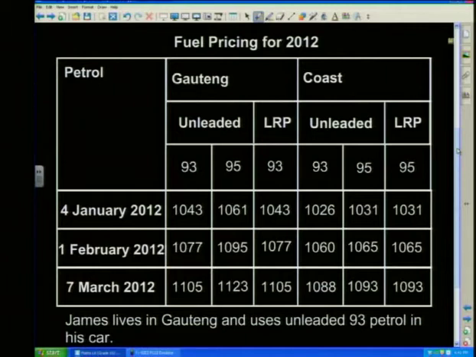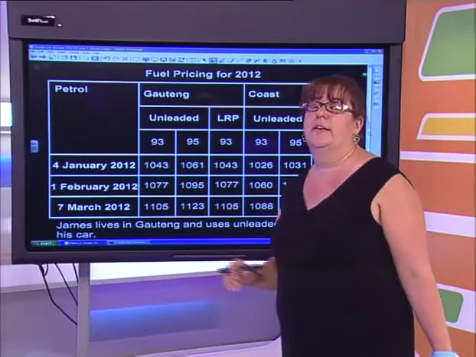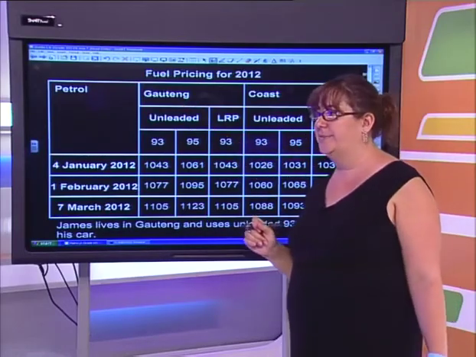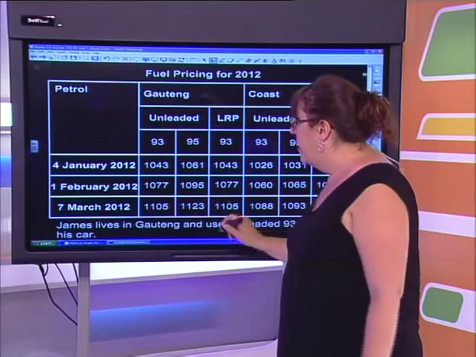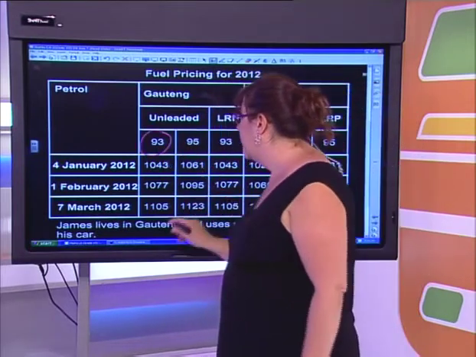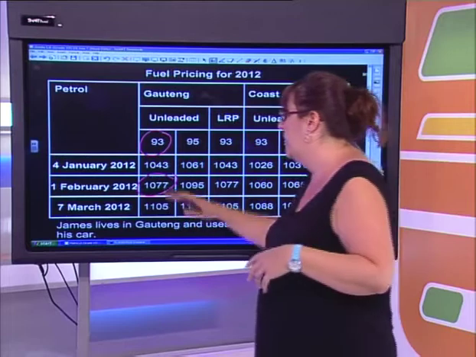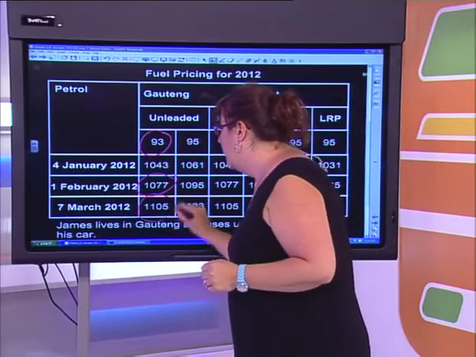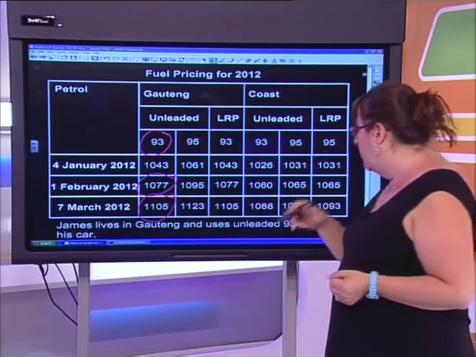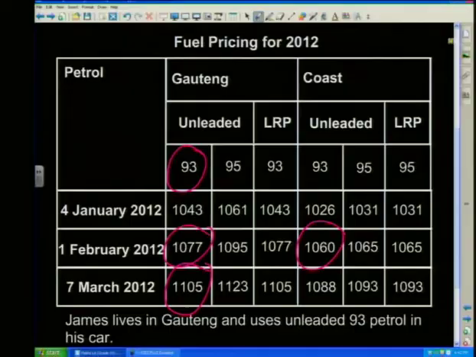We're looking at unleaded, and there's 93 and 95. And then these are the prices, and we've got LRP, 93 prices, and at the coast unleaded is a little bit cheaper. So we've got coast and Gauteng. I just want to look at our prices. So we're going to be dealing with 93 in Gauteng. We go from 10 Rand 77. Now remember that number we discussed last week, that it must be cents, and it's gone up to 11.05. Or if you're at the coast, let's look at that. We've got 10 Rand 60 to 10 Rand 88.